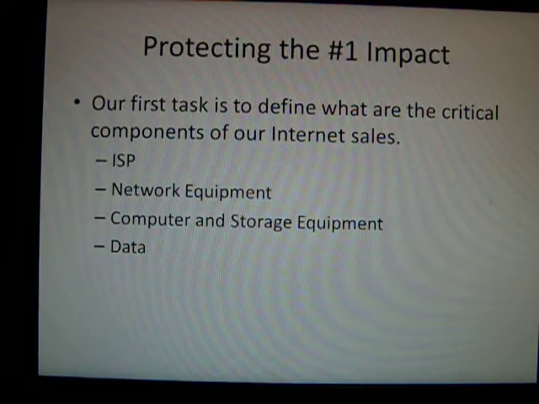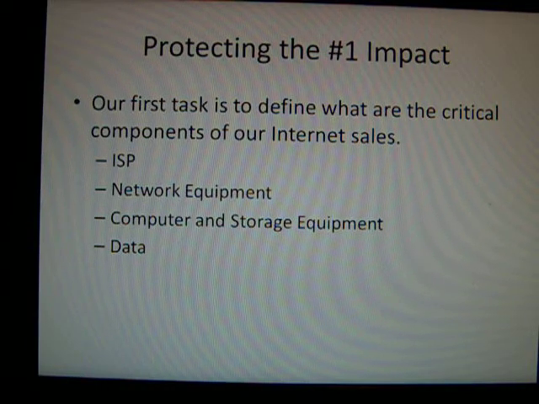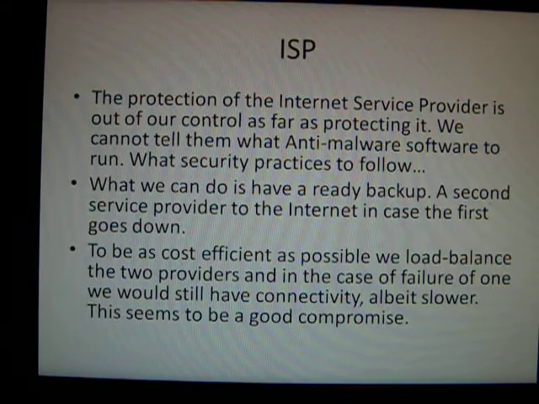Protecting the number 1 impact. Our first task is to define what are the critical components of our internet sales. First, the ISP, then the network equipment, computer and storage equipment, and the data. We need to protect those 4 aspects. The ISP. The protection of the internet service provider is out of our control as far as protecting it.